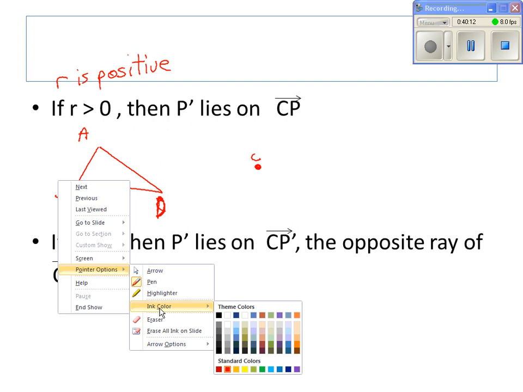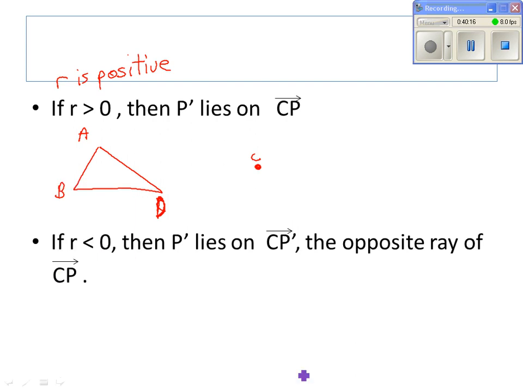All right, ink color here. P prime. Yeah, I probably should have named my thing something different here. Let's change these letters because they use P and I forgot. P, Q. Yeah, we'll use D, it doesn't matter.